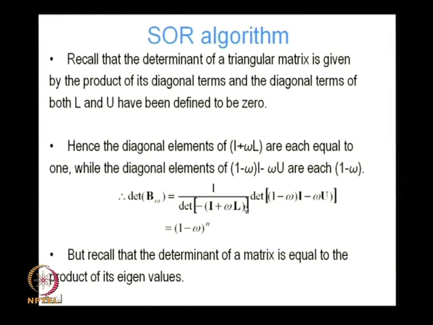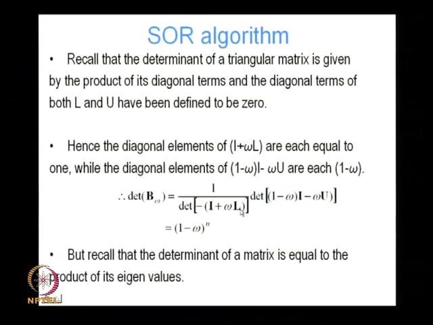So, this is going to be a triangular matrix, because omega L is a lower triangular matrix, and to this we are adding the identity matrix. The result is going to remain a lower triangular matrix, and for a lower triangular matrix the determinant is the product of the diagonal terms. Since the diagonal terms of L are 0, the diagonal terms of I plus omega L are nothing but 1.